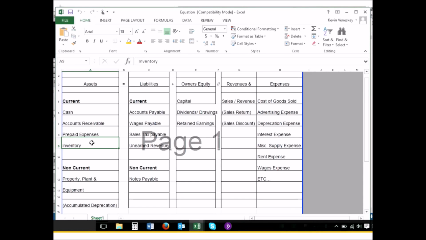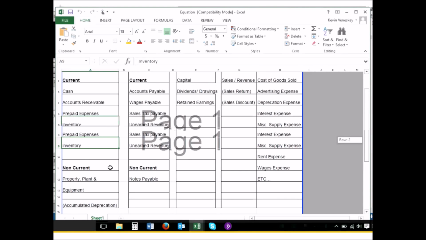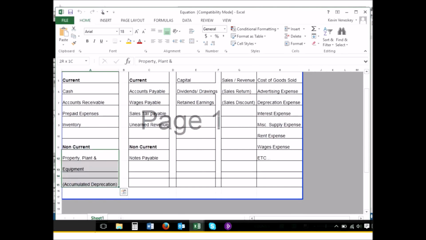But stores like Target or any other place where you can go and actually get something tangible, they're going to have a lot of inventory on hand. And so when they have it on hand, they need to show that they own it. And then the final items down here in the non-current section are our property, plant, and equipment.